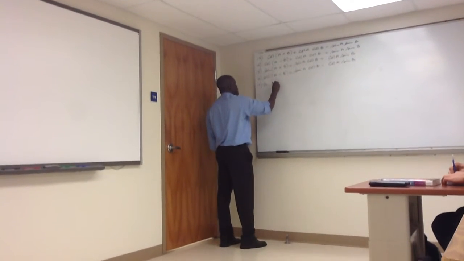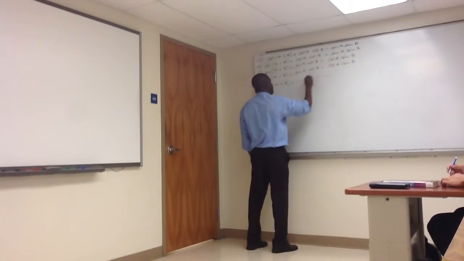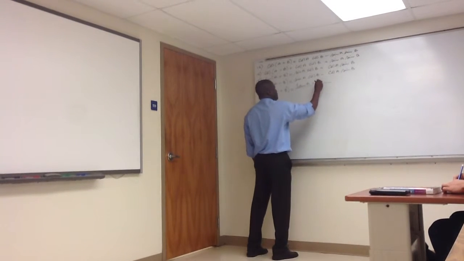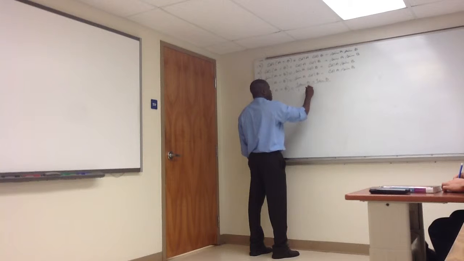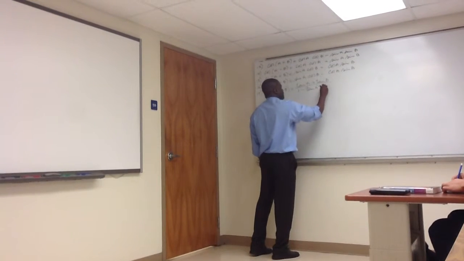Tangent of A plus B is tangent of A plus tangent of B over 1 minus tangent of A times tangent of B.